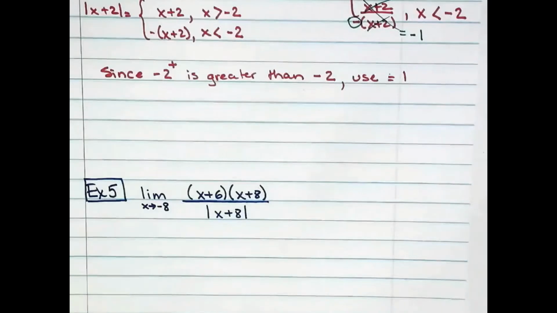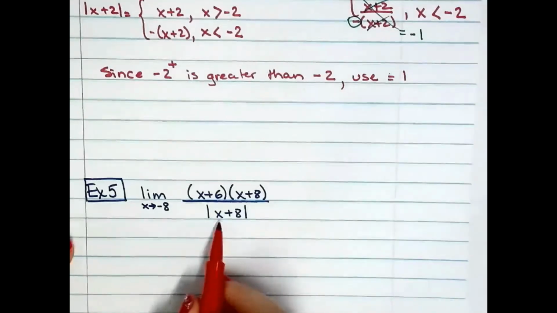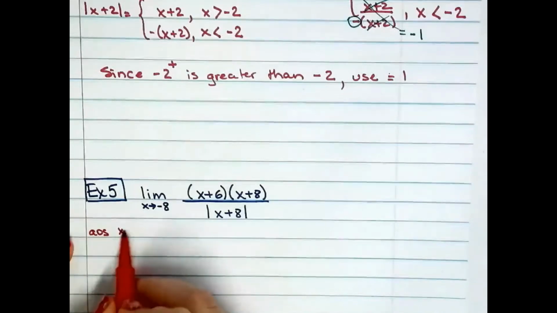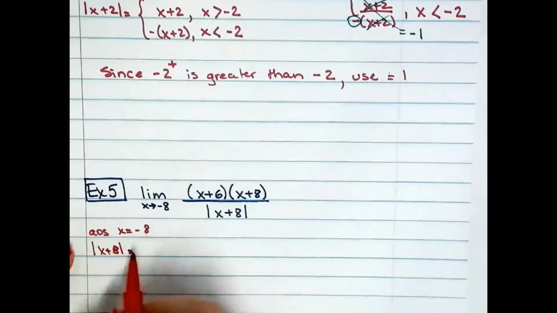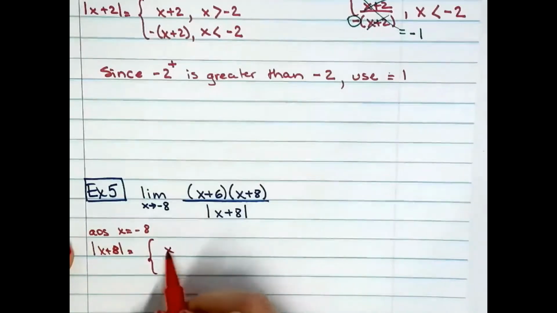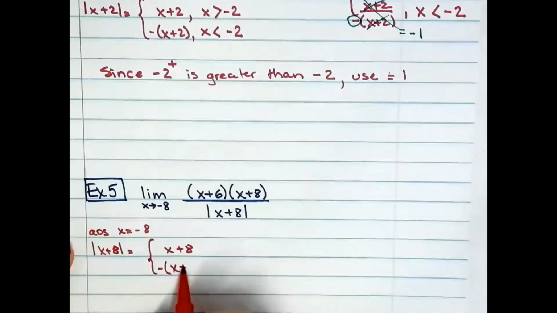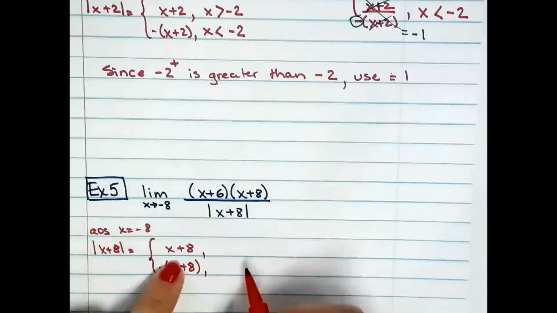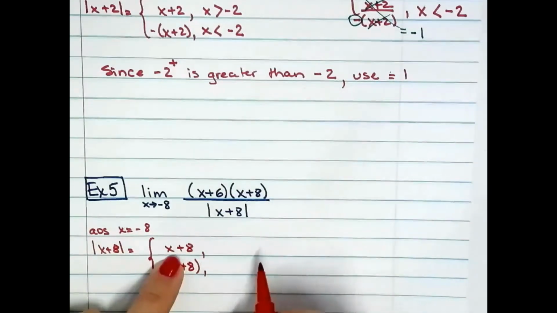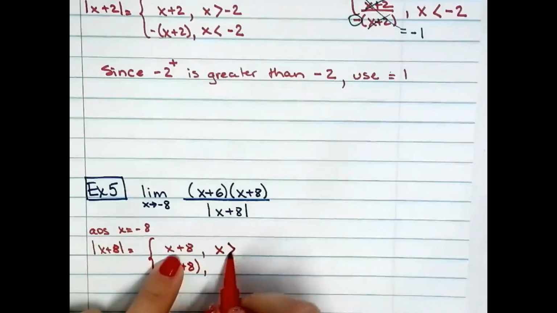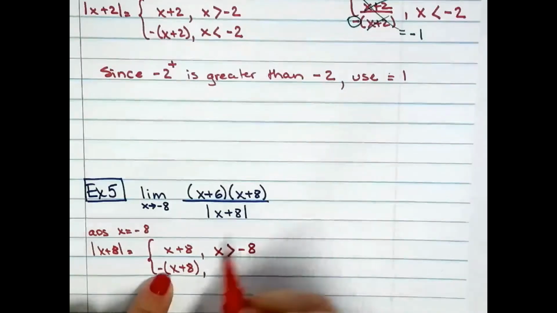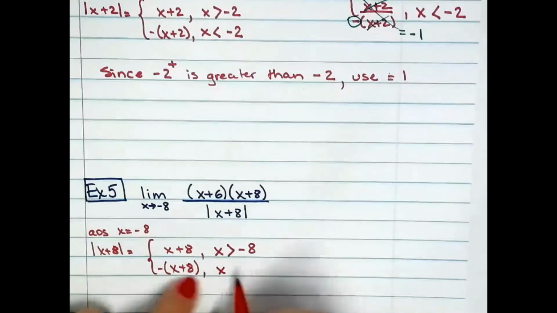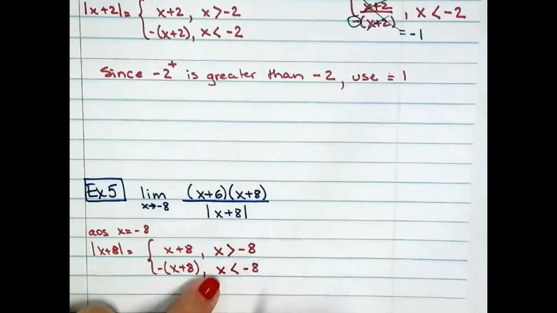Okay, so the axis of symmetry is x equals negative 8. So set up your restrictions. So the restrictions will be x plus 8 and negative x plus 8 only if, so you use x plus 8 only if x is greater than negative 8, and you will use negative x plus 8 when x is less than negative 8.